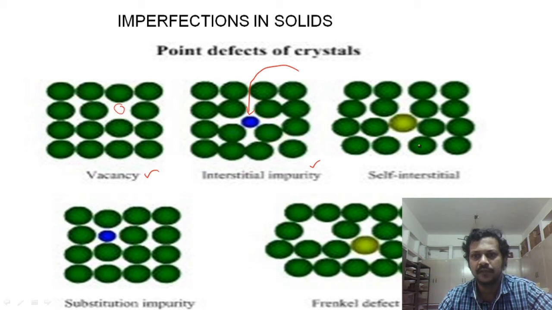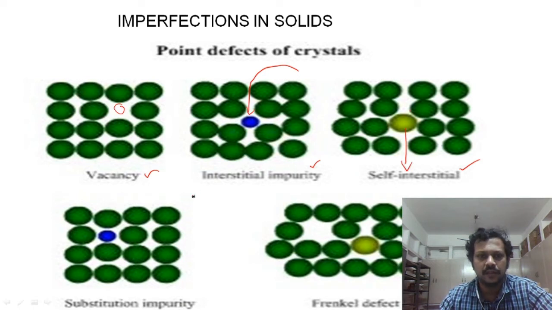And then self-interstitial impurity, which means the same atom, not a foreign atom, is included interstitially without replacing anything. That is called self-interstitial impurity. The next one is substitution impurity. Substitution impurity means an atom is substituted by another foreign atom. One atom is completely replaced and the foreign atom occupies that particular place. That is called substitution impurity.